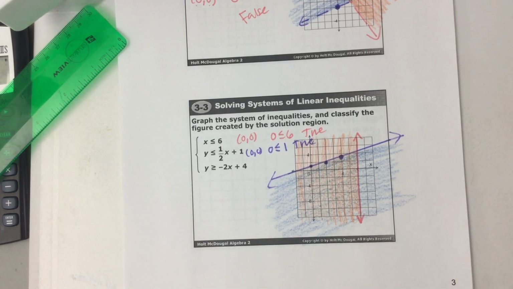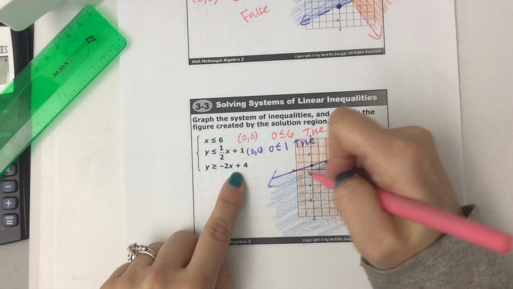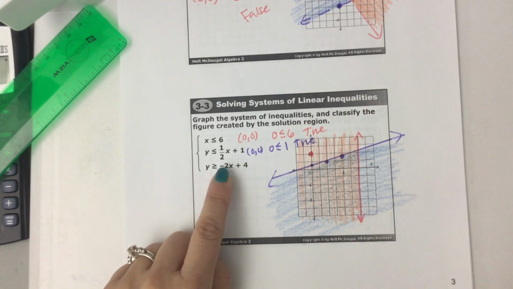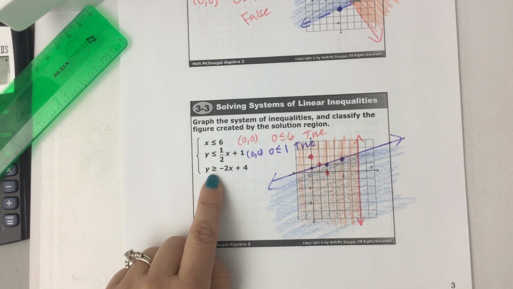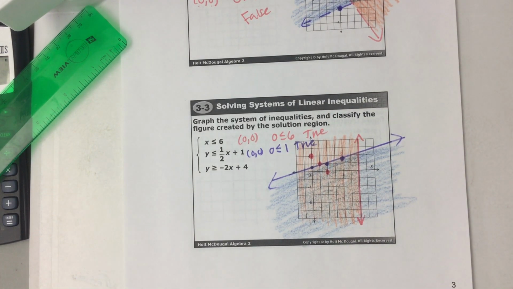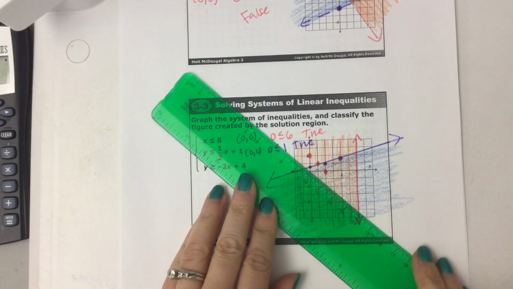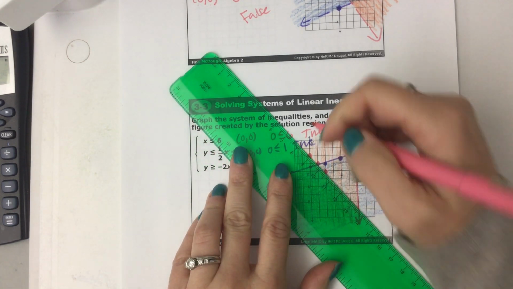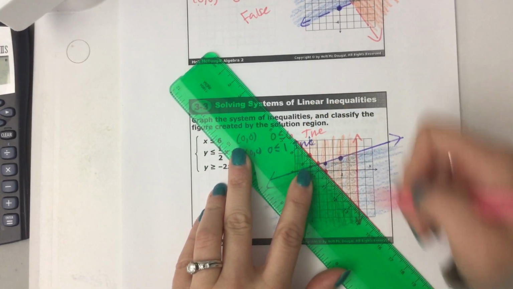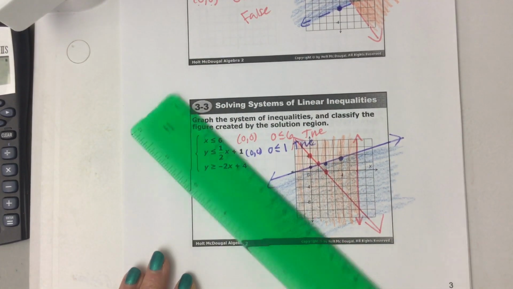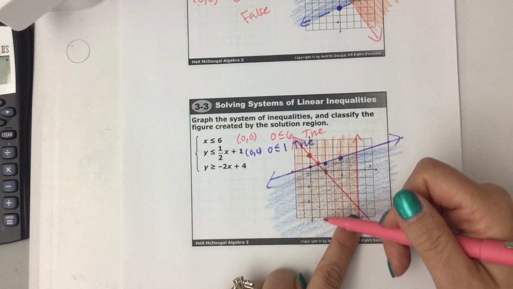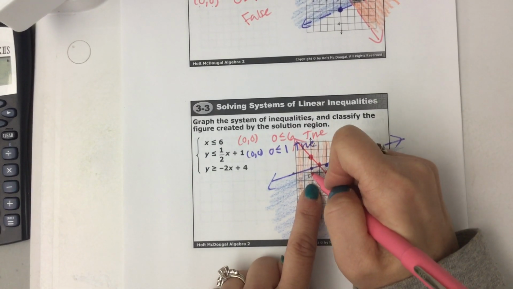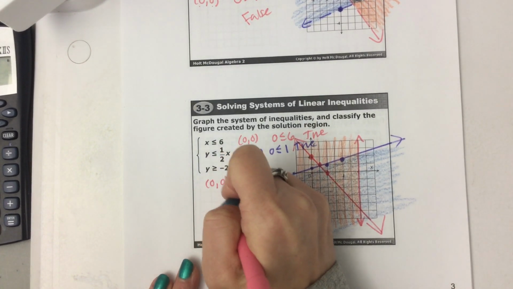One more to go. Y is by itself, so I go up 4. The slope is -2, so I go down 2 over 1, down 2 over 1. This is a filled in line, so it's a solid line because on a number line you would put a filled in circle with that symbol. Now what I need to do is say, okay, from here, do I shade this way or do I shade this way? I'm going to go ahead and test 0, 0 because again, it's not on the line.